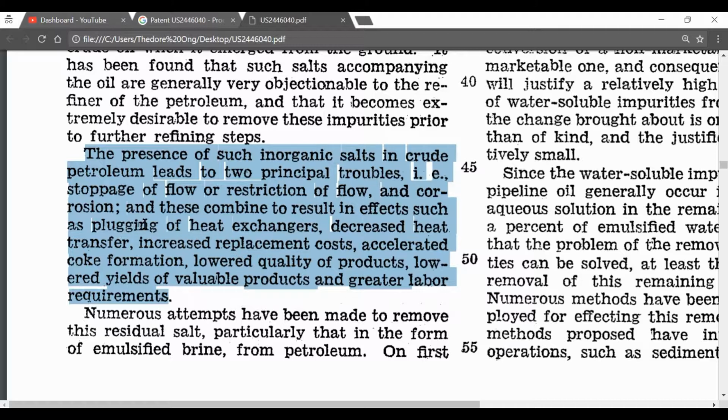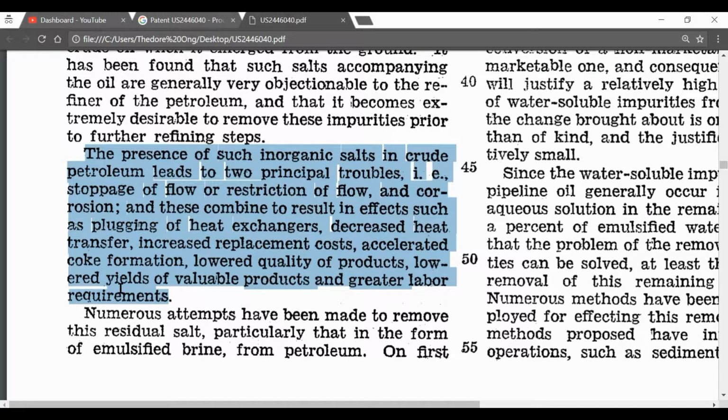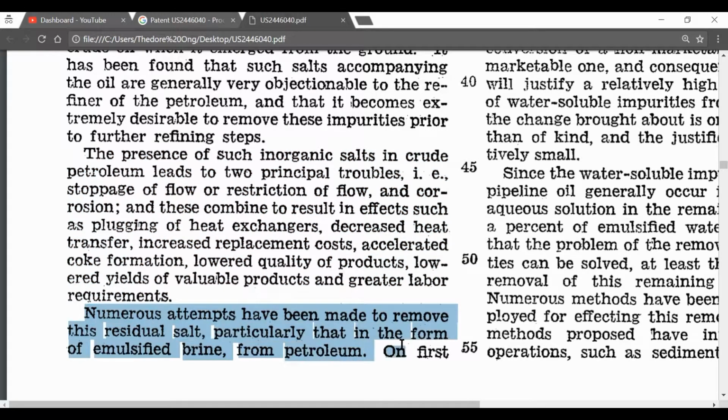So they're saying the plugging or fouling of heat exchangers, decreased heat transfer, increased replacement costs, accelerated coke formation, lower quality products, lower use of valuable products, and greater labor requirements. Basically, increased costs, and you're gonna have more trouble in your refinery because of the increased salt content. Again, it further emphasizes why you need a desalter. So here they start talking about the past efforts to remove salt from the petroleum.